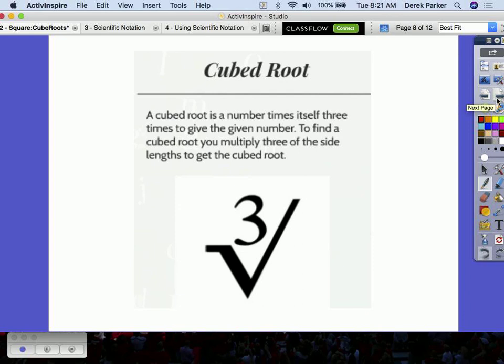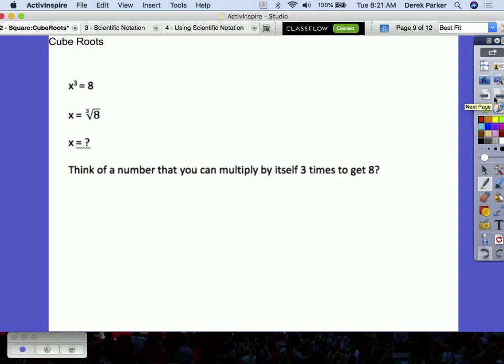Cube root. A cube root is a number times itself 3 times to give the given number. To find a cube root, you multiply 3 of the side lengths to get the cube root. For example, the cube root of 8. Okay, I take the cube root of both sides. And then I think to myself, what number times itself 3 times is 8? 2 times 2 times 2 is equivalent to 8. So in this problem, x equals 2.